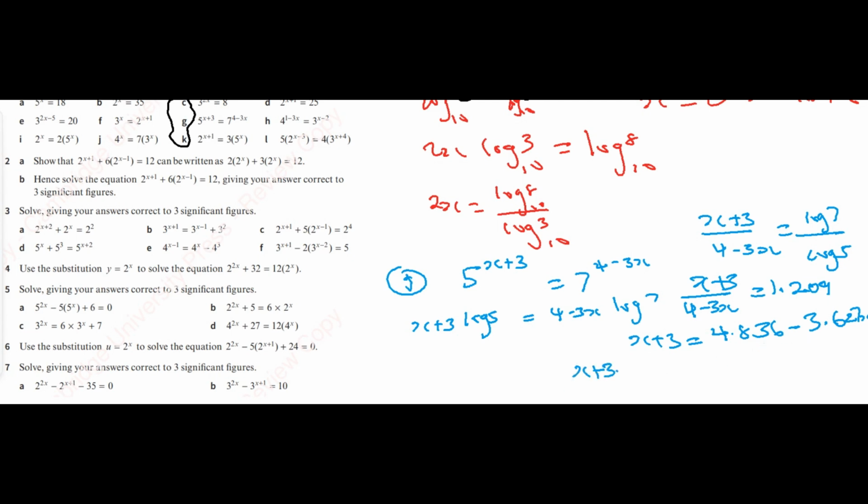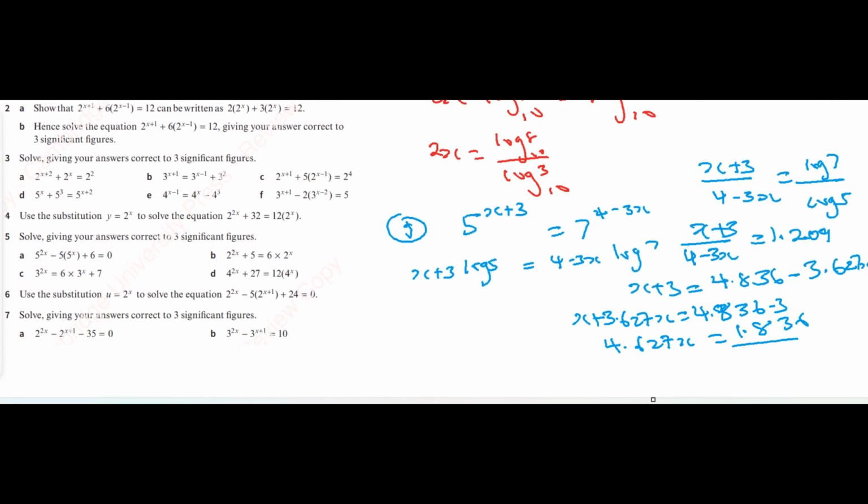x plus 3.627x is equal to 4.836 minus 3. So if I try this, okay, plus 1, this one gives us 4.627x is equal to, I think this one should give me 4.836 minus 3. Minus 3 there should be 1.836.